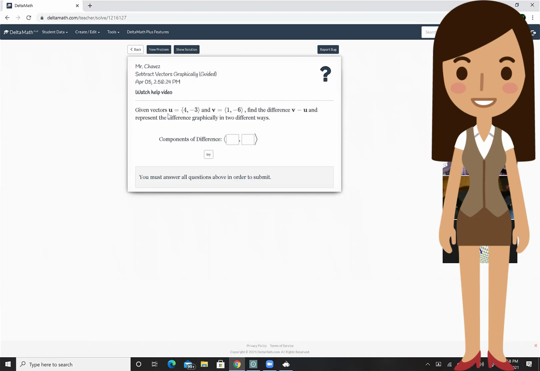So look, given vector u and v, find the difference v minus u and represent the difference graphically in 2 different ways. So remember the 2 different ways we did earlier. Oh, let me open mine up here. So let me go ahead and open up my 2 ways here.